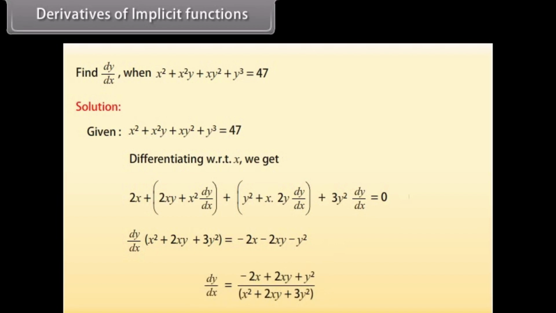dy by dx is equal to minus of 2 into x plus 2 into x into y plus y square, divided by x square plus 2 into x into y plus 3 into y square.